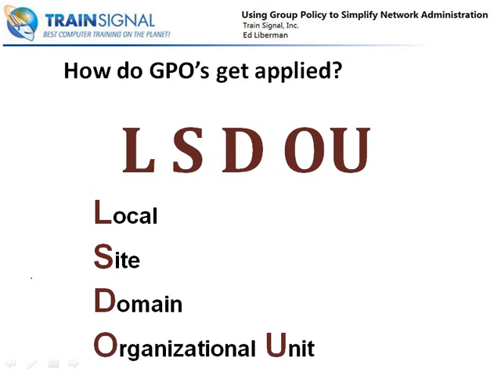Now, why is this so important to understand LSDOU exactly the way I've said it? Well, because this is the order in which GPOs are applied. When a computer turns on or when a user logs in, first the local settings are looked at and applied. Then they look to see what site this computer belongs to, what location it's in, and any GPO settings that are linked to the site are then applied. And then we see what domain the computer and or user are in. And if there are any GPOs that are linked to that domain, those settings get applied. And then we take a look at the organizational unit that the computer or user are in, and if there are any GPOs linked to that container, those are applied.